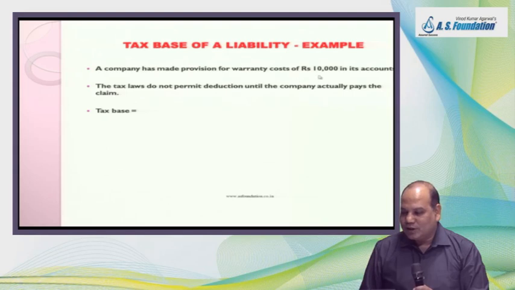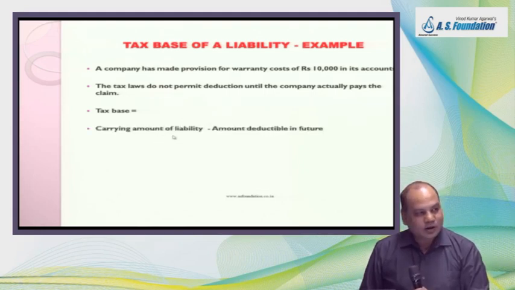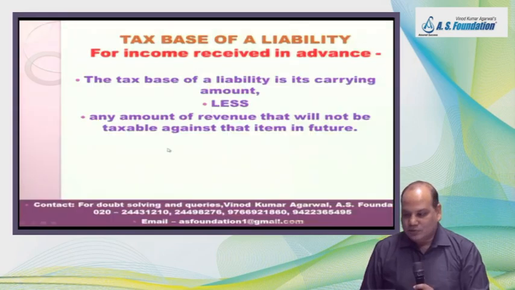In books of account, 10,000 rupees expense I have claimed. But for tax purpose, it is not allowed. This will be allowed in future, whenever the company actually pays the claim. So the answer is 0: carrying amount minus amount deductible in future, so 10,000 minus 10,000 equals 0.